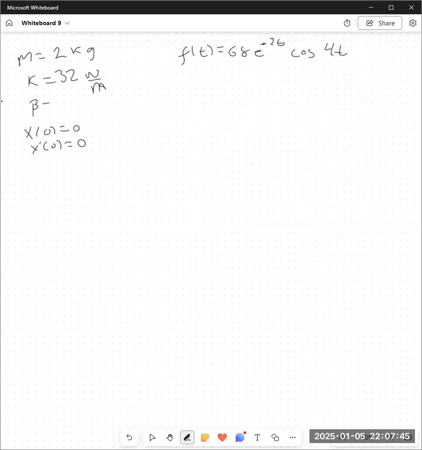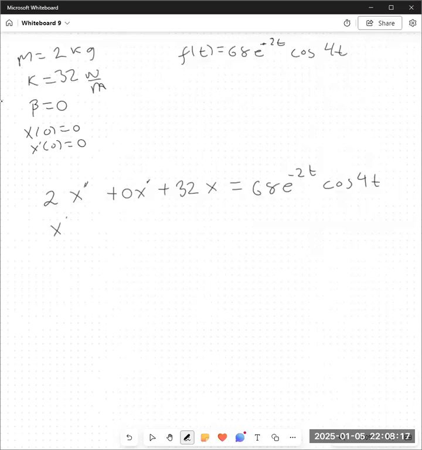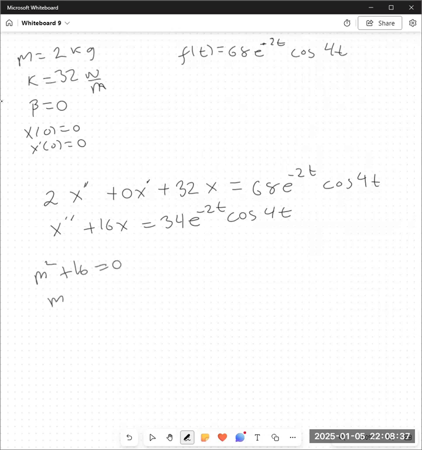So my beta equals 0 here. I'm going to have undamped motion. So this is going to be m x double prime plus 0x prime plus k, 32x, equals 68 e to the negative 2t cosine of 4t. And let's make that x double prime plus 16x equals 34 e to the negative 2t cosine of 4t. Much simpler equation here. I have m squared plus 16 equals 0. m squared equals negative 16. m equals plus or minus 4i.